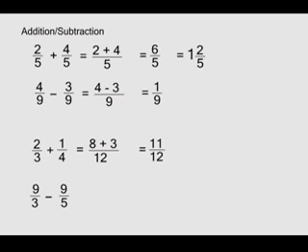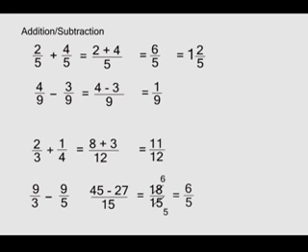9 over 3 minus 9 over 5. LCM of 3 and 5 is 15. 15 divided by 3 is 5, times 9 is 45. 15 divided by 5 is 3, times minus 9 is minus 27. 45 minus 27 is 18 over 15. We can cancel that by 3 and we have 6 over 5, which as a mixed fraction is 1 and 1 over 5.